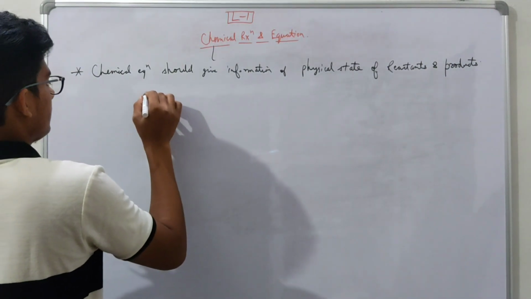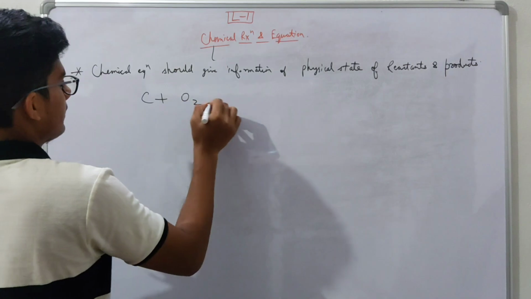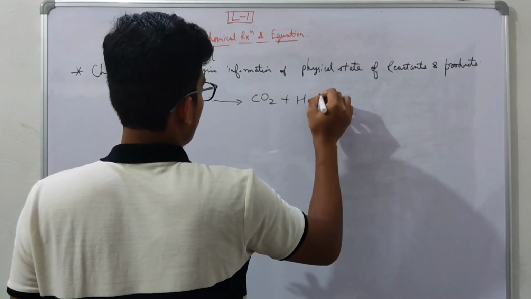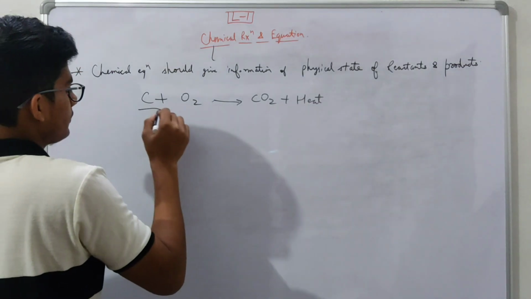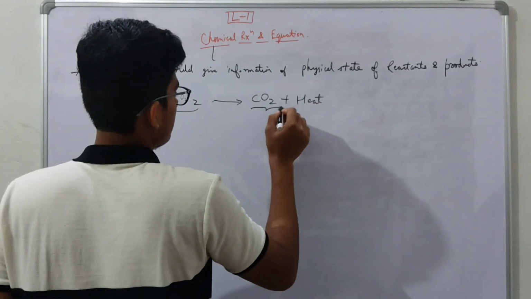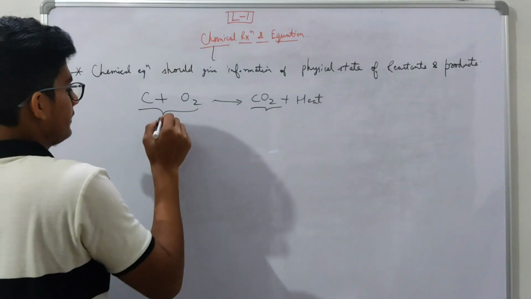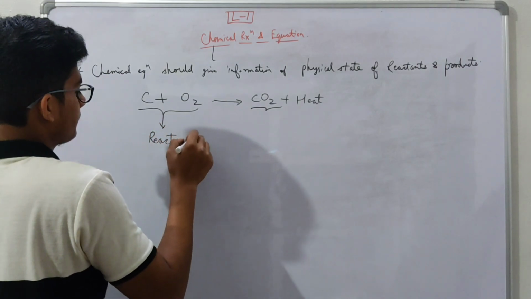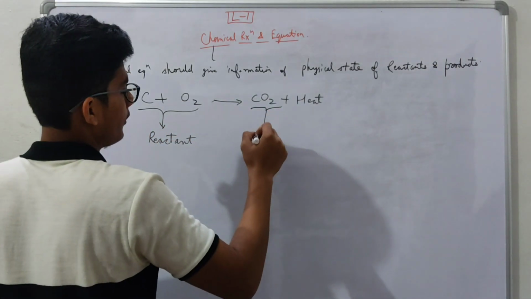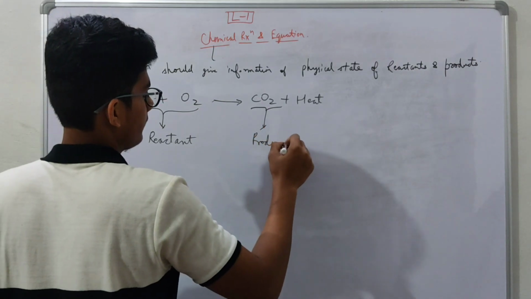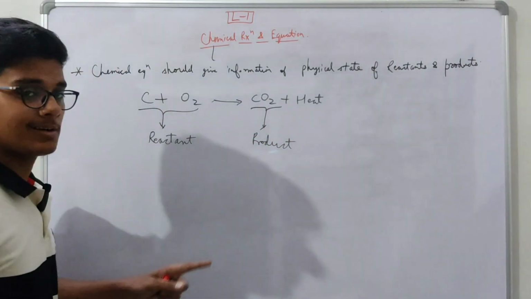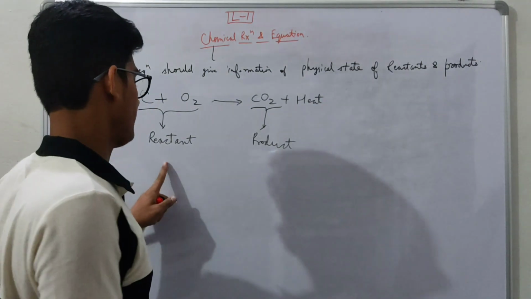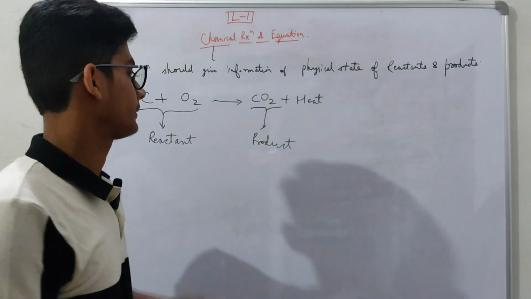In the chemical equation we saw earlier, you can see that two things are required and one thing is released. So this is the reactant and this is the product. You can clearly see reactants and products here. On the left-hand side will be the reactants and on the right-hand side will be the products.